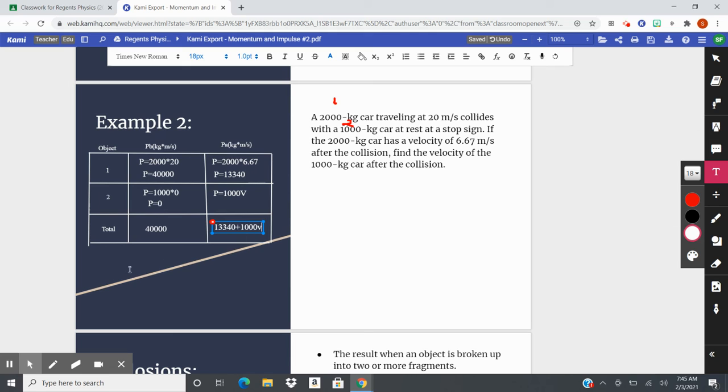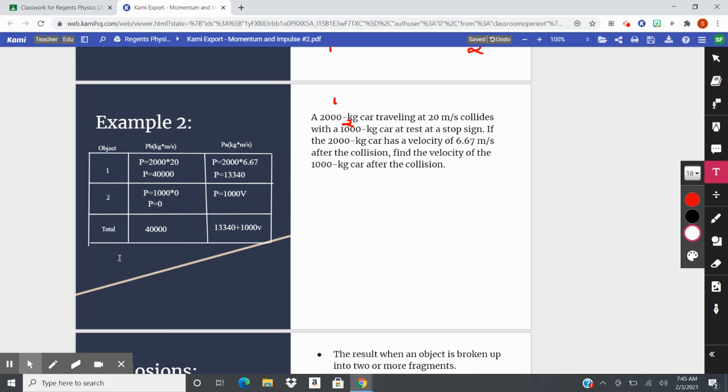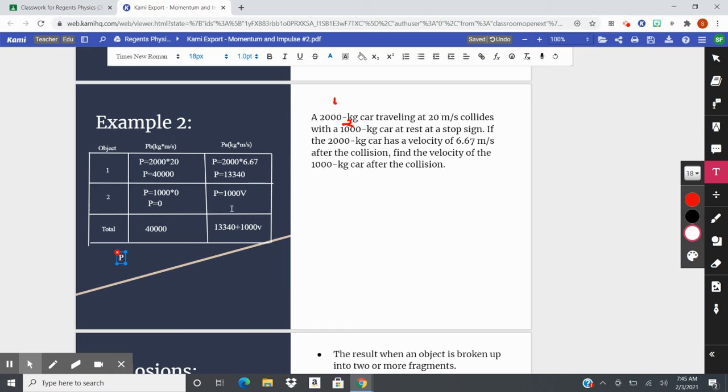Now again, guys, I'm going to keep reiterating this over and over: P before equals P after. That is the key to doing conservation of momentum problems. So now let's plug in what we have. Before it's 40,000, and that is equal to the after, which is 13,340 plus 8v. Oh, I'm sorry, not 8v, 1,000v.